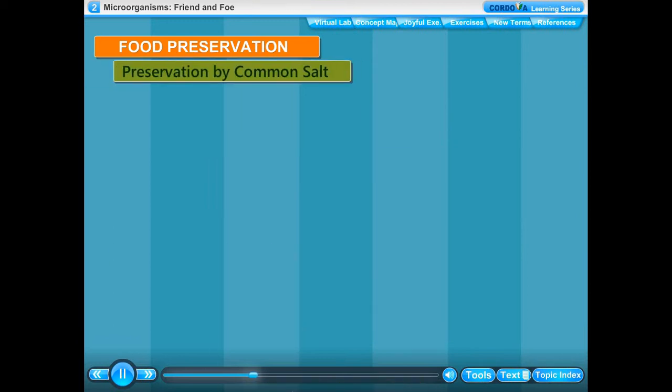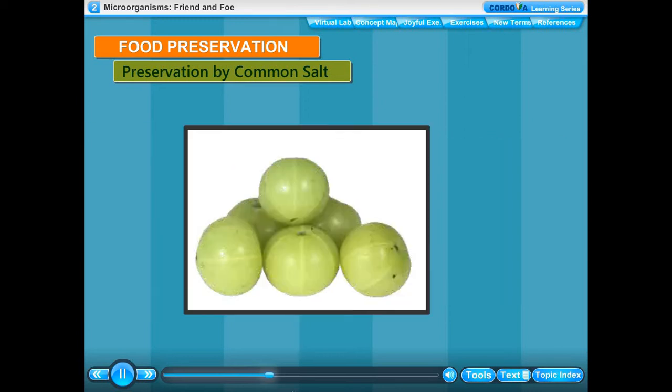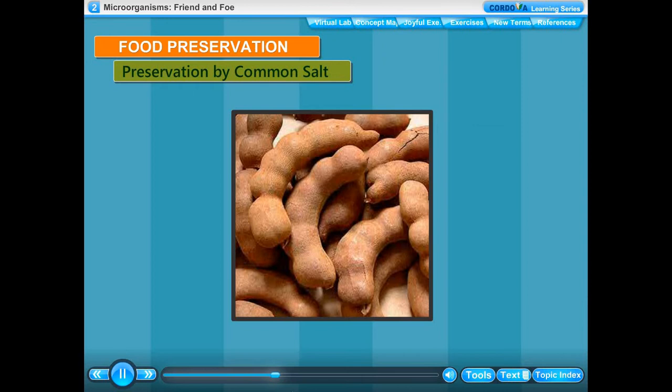Preservation by common salt. For centuries, people have preserved fish and meat by salting. Meat and fish are covered with dry common salt. Salting draws out water from the food, thus prevents microbial growth and reproduction. Salting is also used to preserve amla, raw mangoes, tamarind, etc.